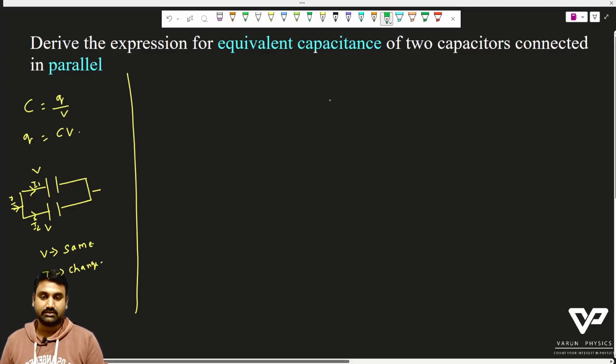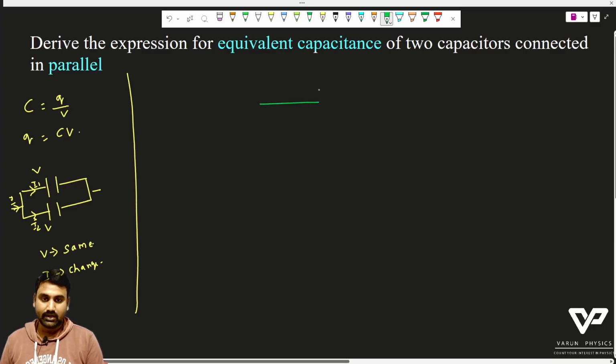I changes. Okay, so current changes. It means charge also changes. Charge also changes. Potential remains same. So any two things which are connected in parallel combination, potential remains same. So now we will do the same thing here.